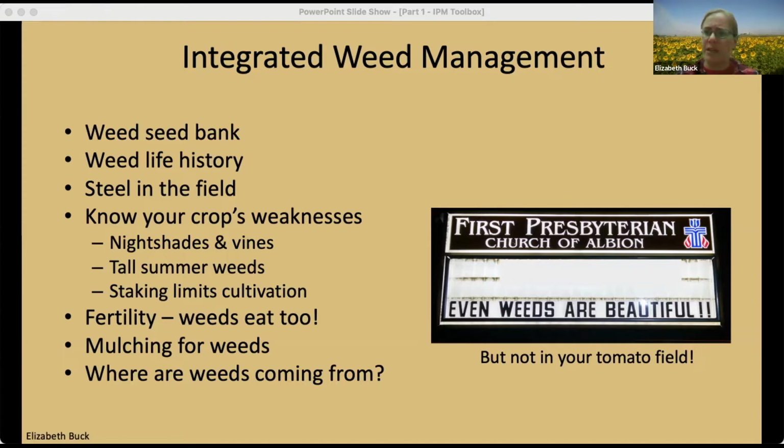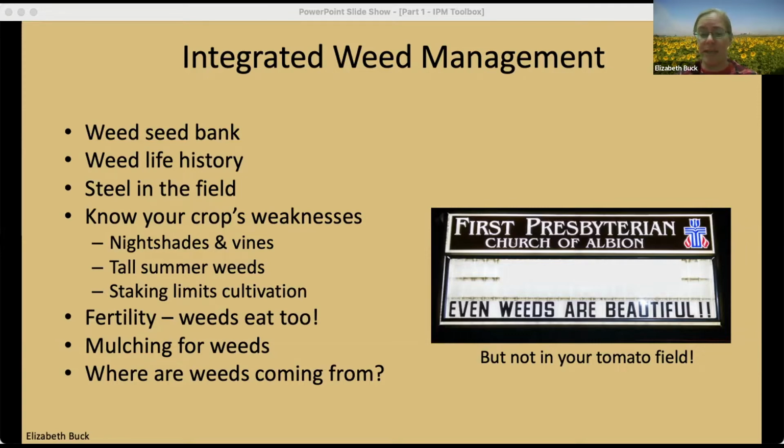And if you're staking your tomatoes, which a lot of people do, sometimes the layout of the field and the actual height of the stakes limits your ability to get in there and cultivate. So we get a lot of weeds on the edge of the bed. We get a lot of weeds late in the season. I always like to think about weed management and those many tiny hammers.